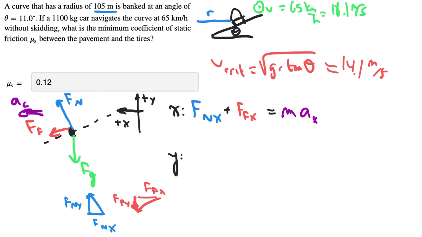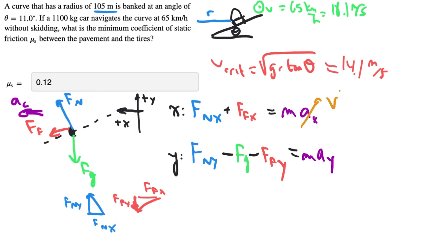If we look down at the y equations, we have FNy points up. We have an Fg, and we have an FFy. But we have to be careful because Fg points opposite to FNy, and FFy points opposite to FNy. So they should come with minus signs. And that equals the mass times the acceleration in y. We can make this a little bit easier. We know that the accelerations, this is going to be v squared over r, and this is going to be 0. So we'll be able to make things a little bit simpler.